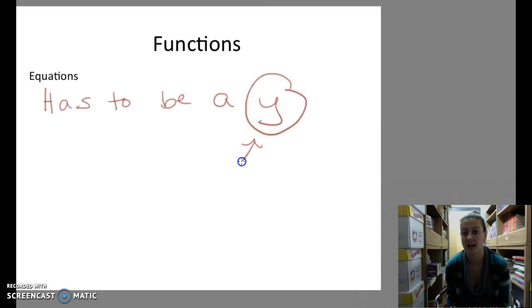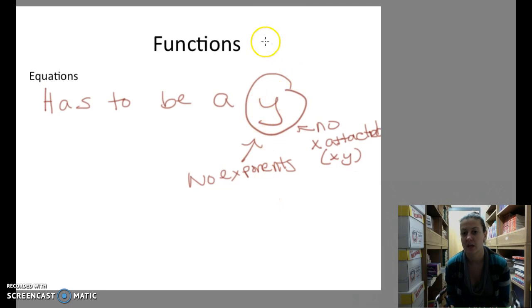There has to be a y, and there can be no exponents on that y. There can be no x's attached to it. So it can't be xy, for example. It cannot be in a denominator. But there could be more than one.